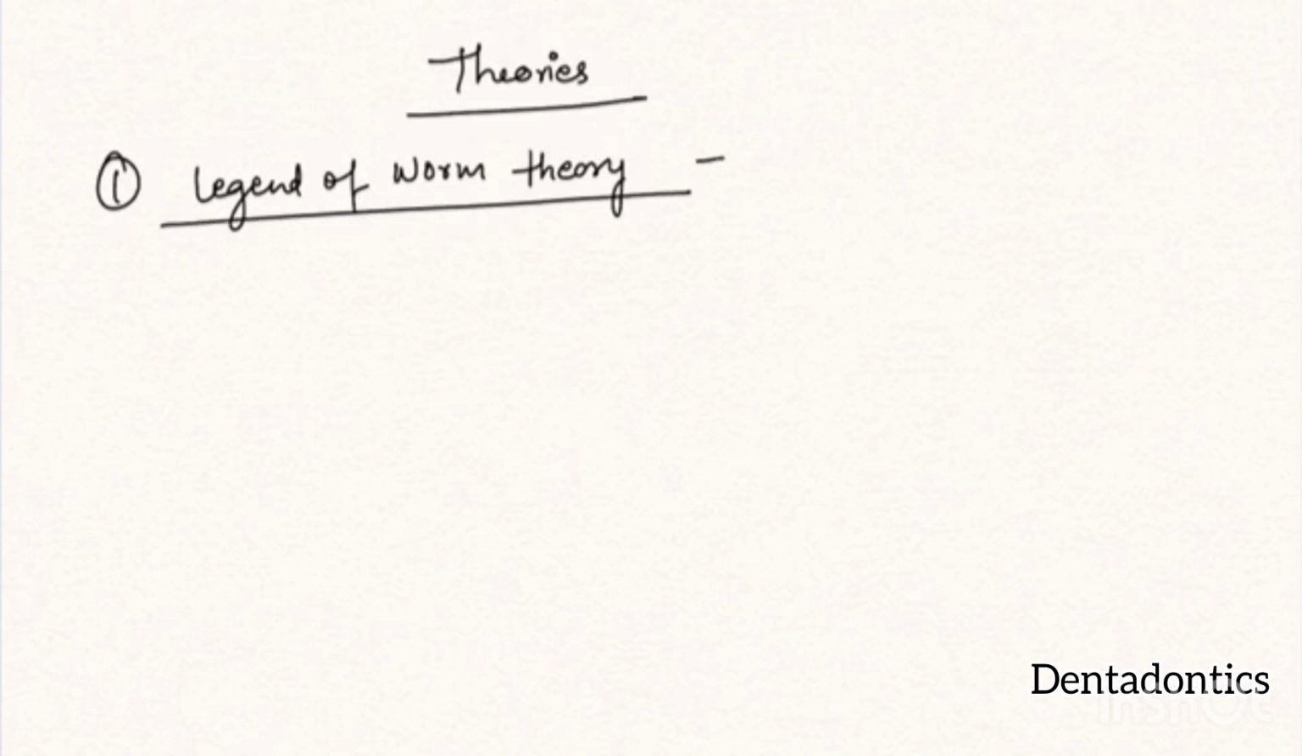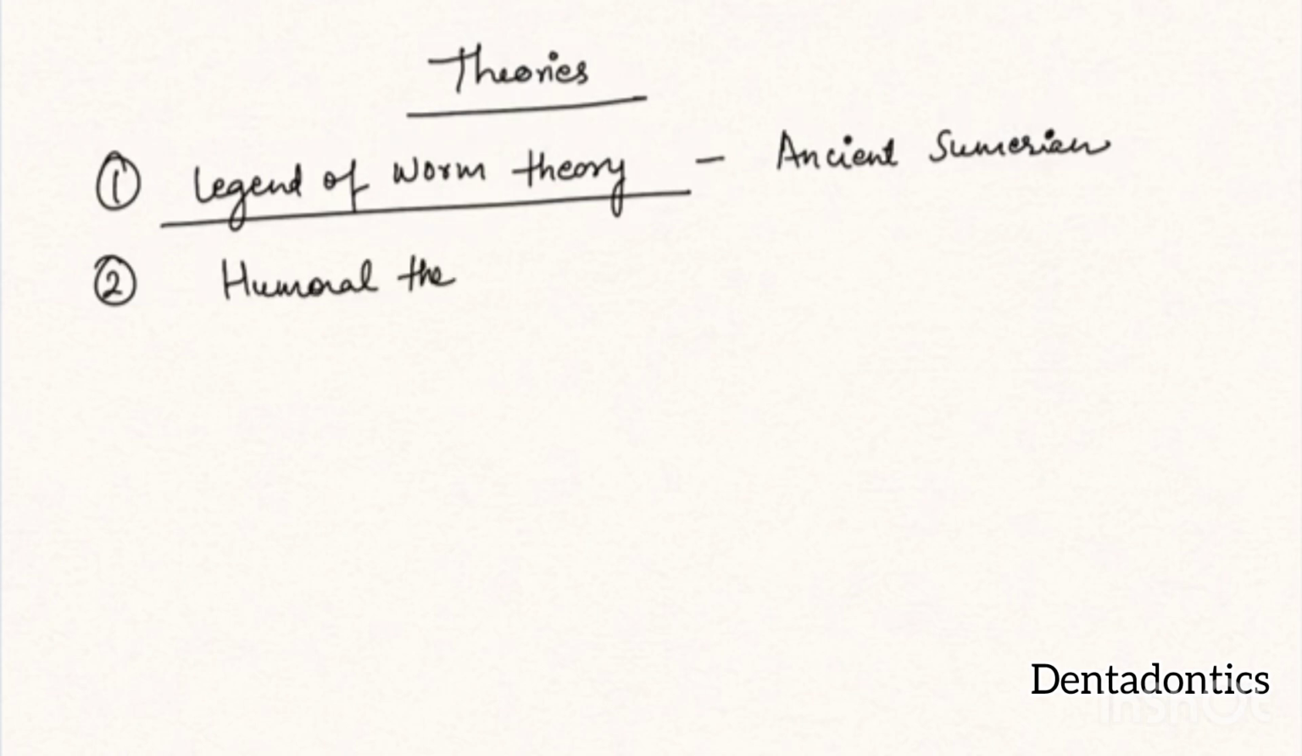Then second is the humoral theory. It stated that there are four humors of the body, like blood, phlegm, black bile and yellow bile. Imbalance in any of the four humors can lead to the disease or the carious process.